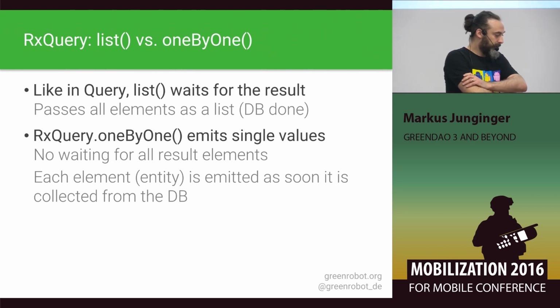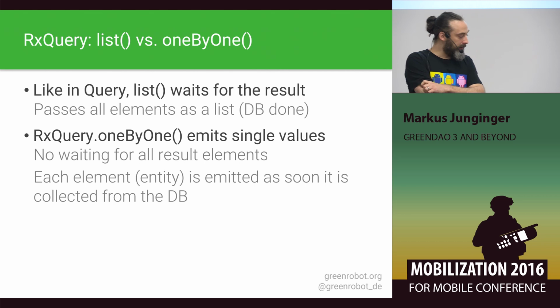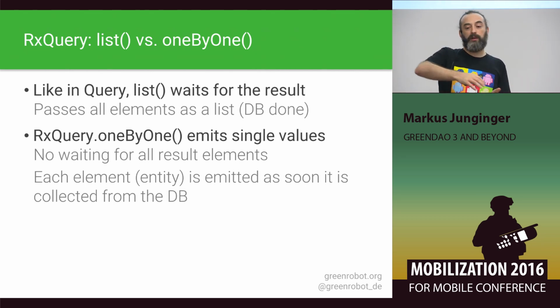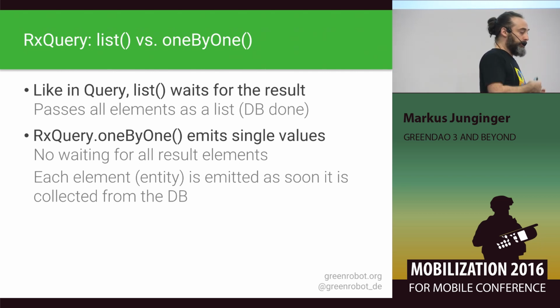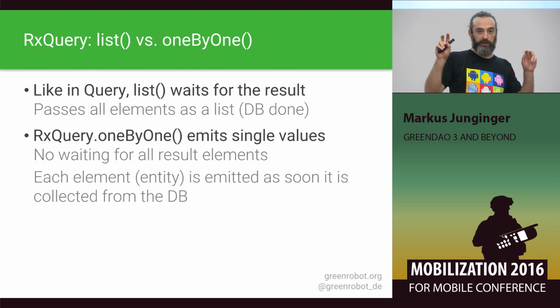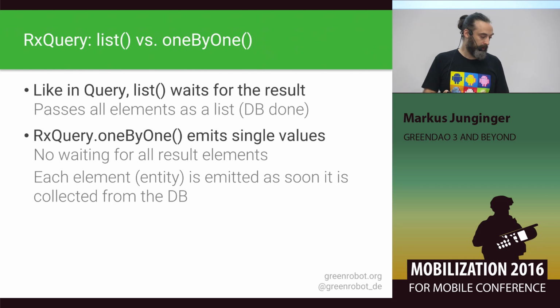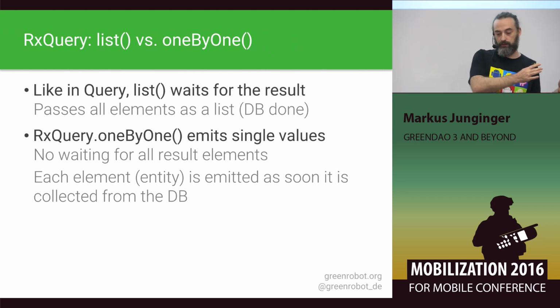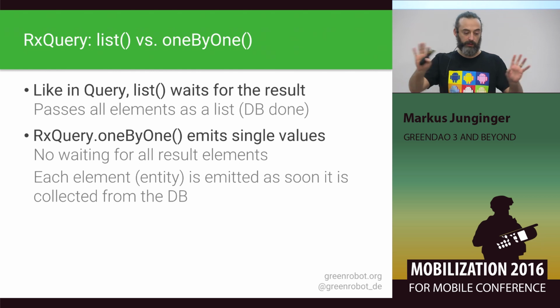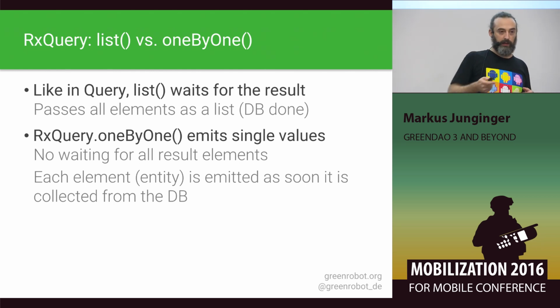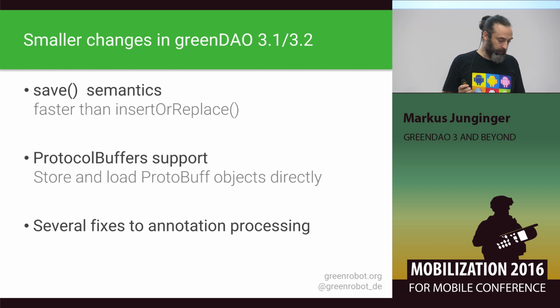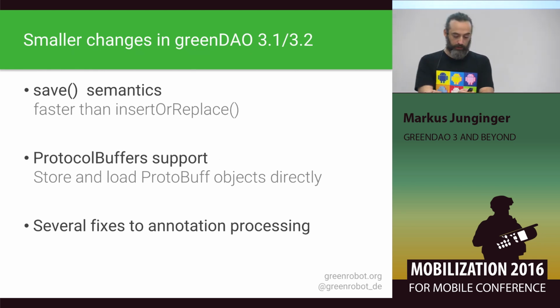So now what's the difference between list and one by one? The list is just waiting for the entire result, and the observer will get a list back. Complete list, everything done. With one by one, you will get entity by entity. So this is more the streaming way of doing it, right? And also you can cancel it: you scan the first 3 items and when you say, okay, that's fine, you don't have to get an entire list. All right, so some smaller changes.